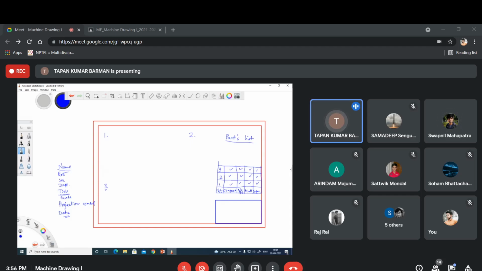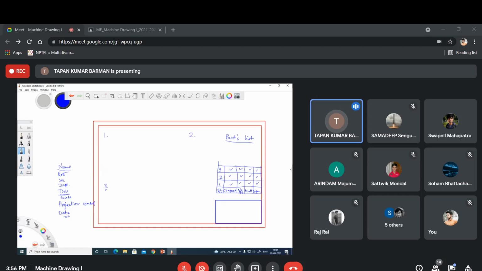So in our next class, we will discuss the drawing, the fundamental things about this joint, and then I will let you know what material should be used for these components. After that, you will prepare this table and you need to submit it in your Google Classroom.